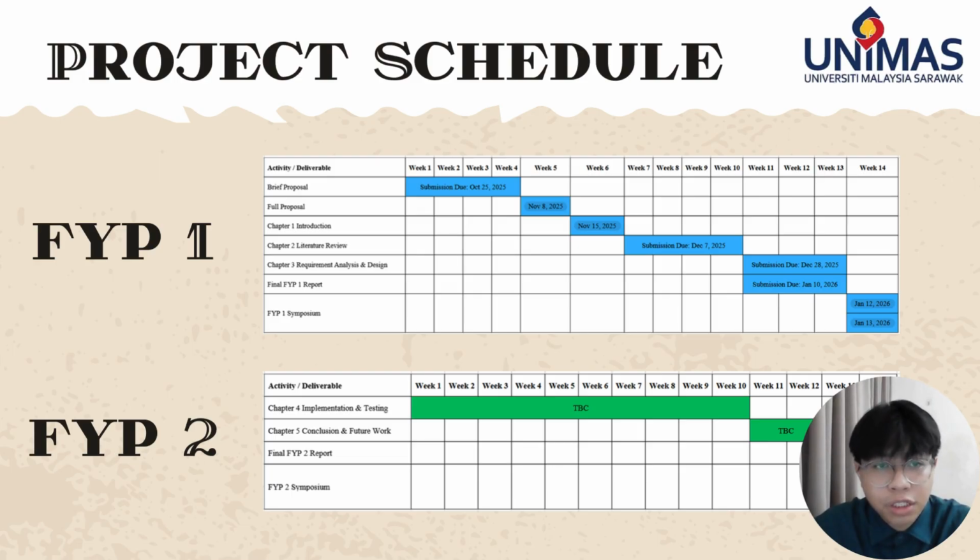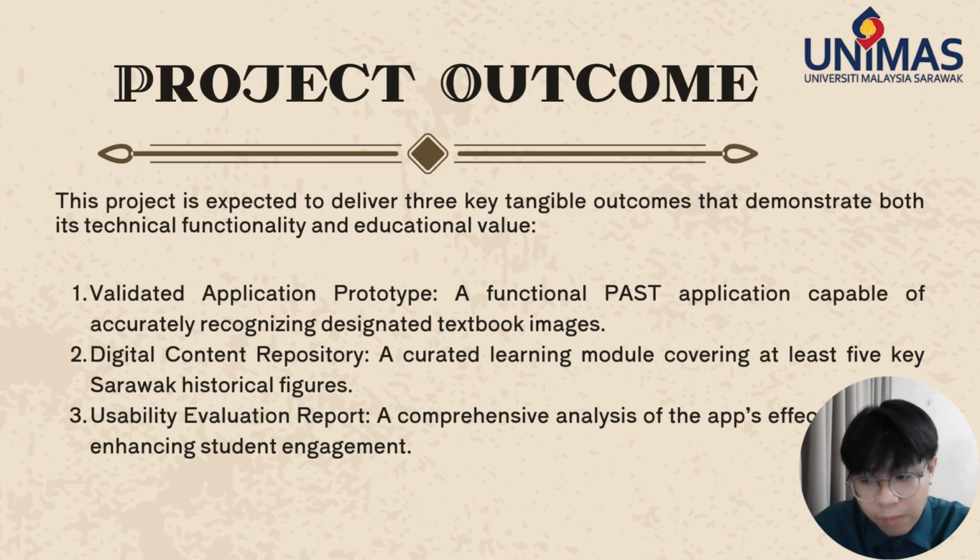So this is the project schedule for my FYP1, shown by weeks. As you can see, this is how I submitted and completed my FYP1 using this Gantt chart schedule. Project outcome: what can be expected to be delivered from this project.